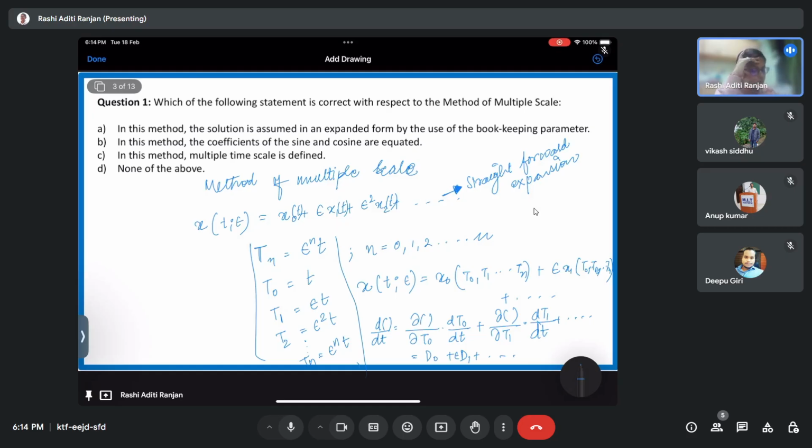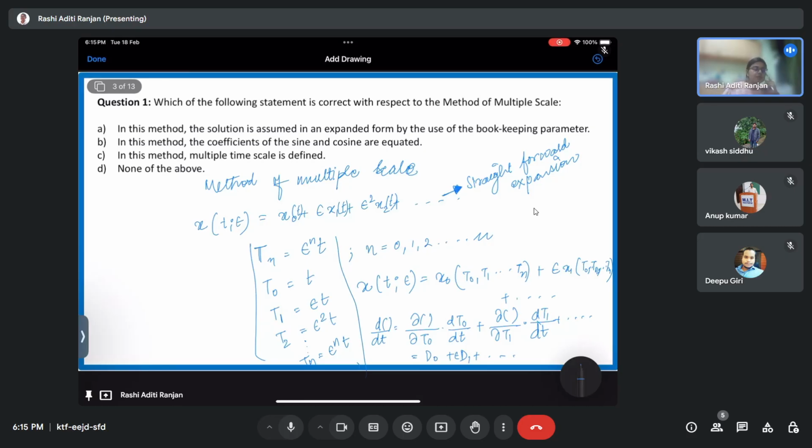In this method, the solution is assumed in an expanded form by the use of a bookkeeping parameter. Well, this can be true, but this is perfectly true for the straightforward expansion, right? Because in case of straightforward expansion, we assume and expand the solution on the basis of the bookkeeping parameter. There is no role of the different time scales. But in case of method of multiple scale, we expand depending upon what? Depending upon the multiple time scales as well as the bookkeeping parameter. Okay, so this will not be true.